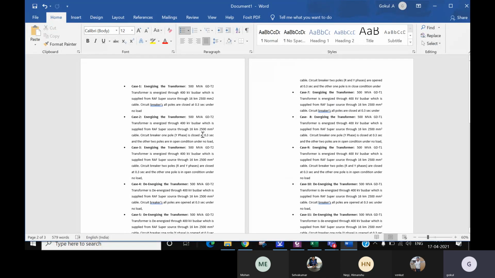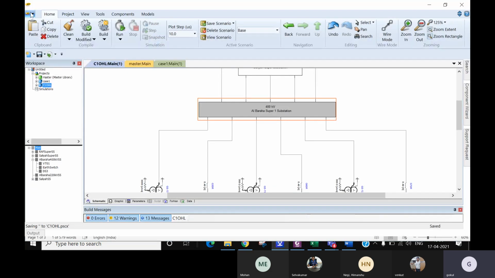Basic cases are the energizing and de-energization of a transformer. Yes. So what we generally used to do while energizing a transformer, I'll just show you the circuit breaker. One of the cases I can take.